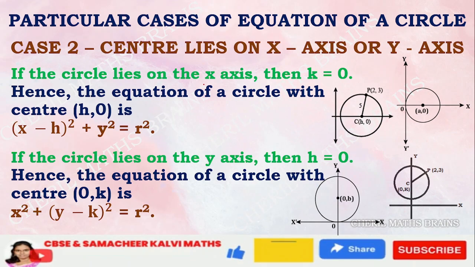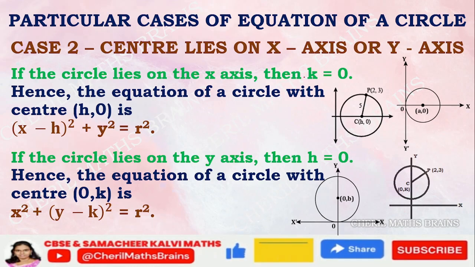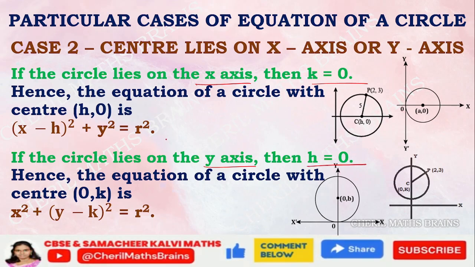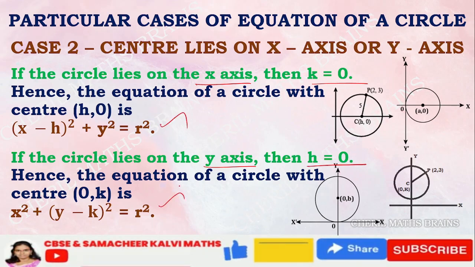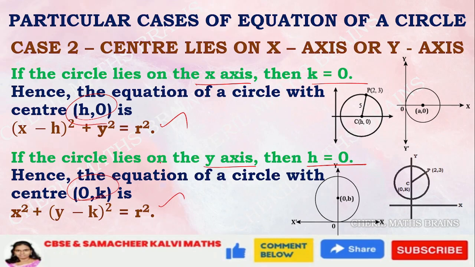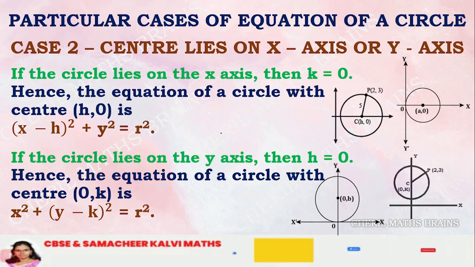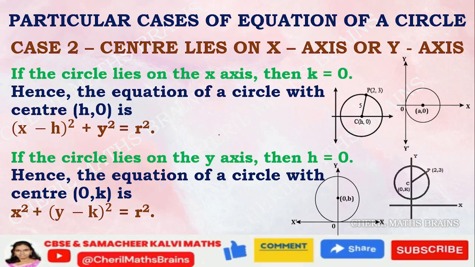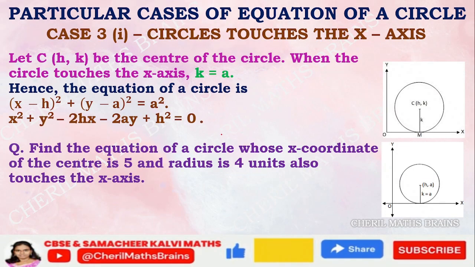Is it clear, children? If it is on the x-axis, k is equal to 0. If it is on the y-axis, h is equal to 0, and accordingly we get the equation of the circle with the center h comma 0 and 0 comma k. So this is what we've discussed till now in the previous videos. Is it clear, children? We've discussed two cases till now. So now we'll do the third case.